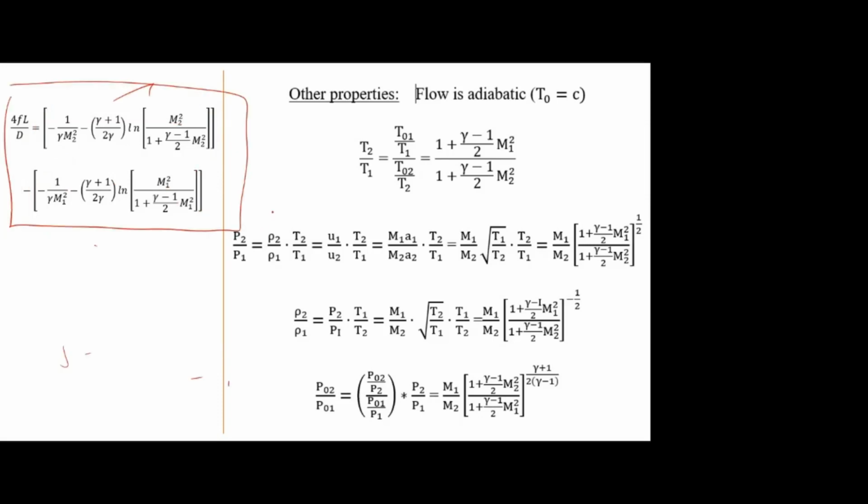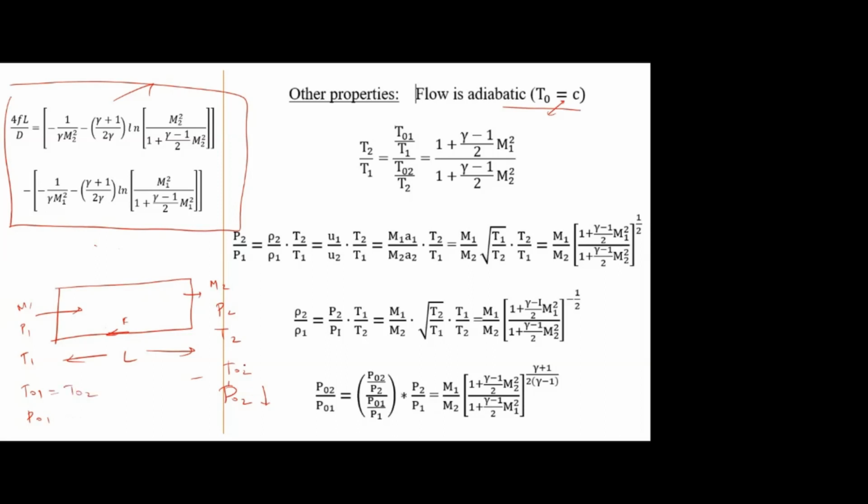The remaining properties are very easy. See here the flow is adiabatic. There is no heat addition or rejection, so T naught is constant. Assume this is the duct. Due to the friction, only this P naught 2 is reduced. There is a stagnation pressure loss, but there is no heat addition, so T naught 1 is equal to T naught 2.